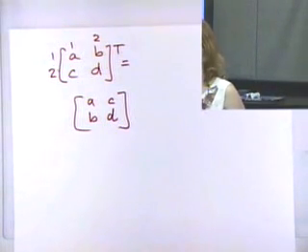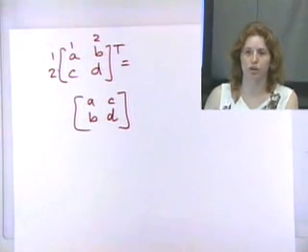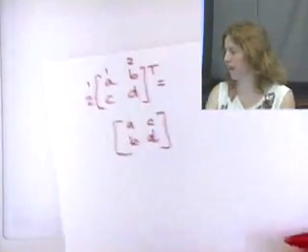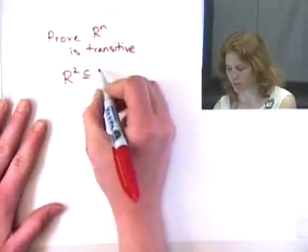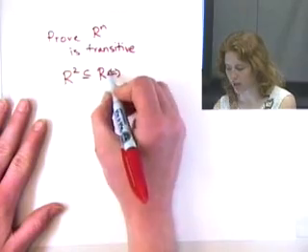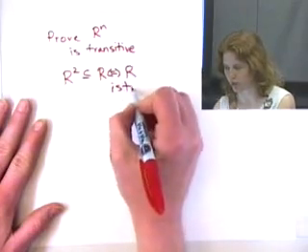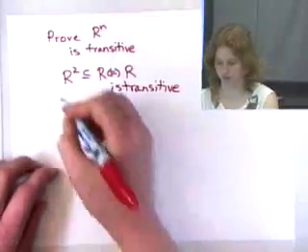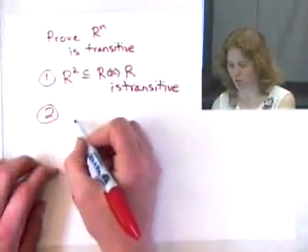Okay, so the last problem on your homework says to prove that R to the N is transitive. And you have to use two things. You have to use that r squared is a subset of r is logically equivalent to saying that r is transitive. And you have to use the class lemma we just talked about.